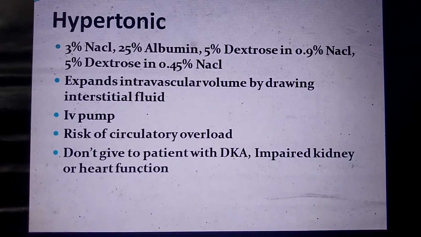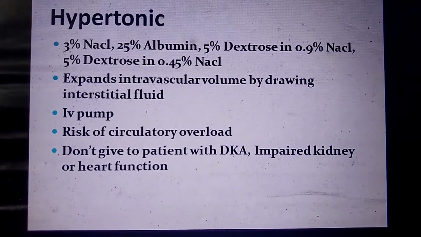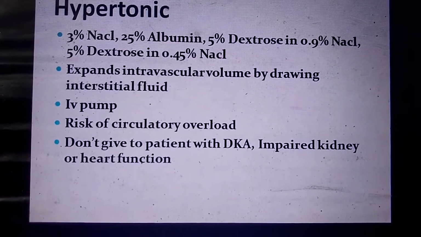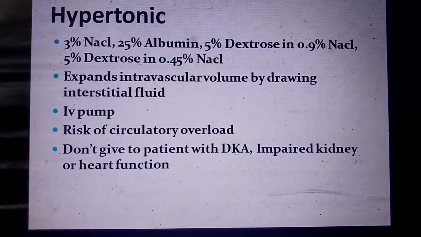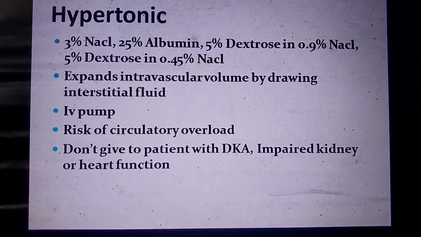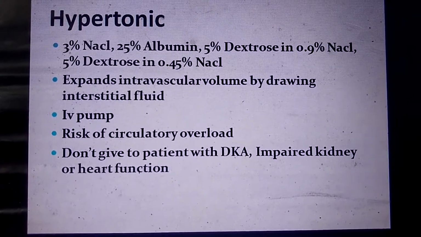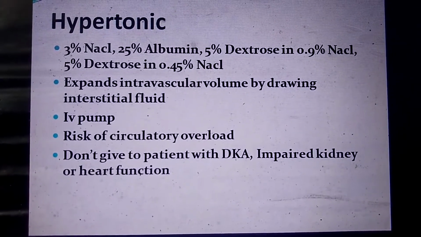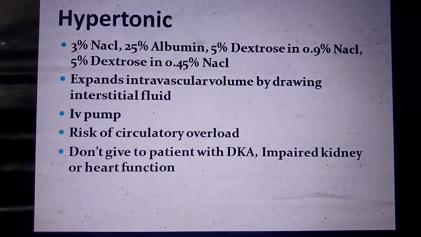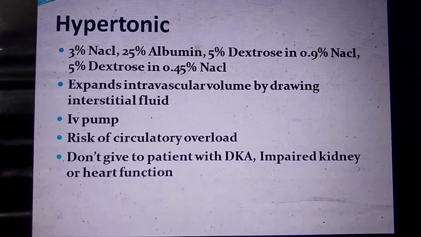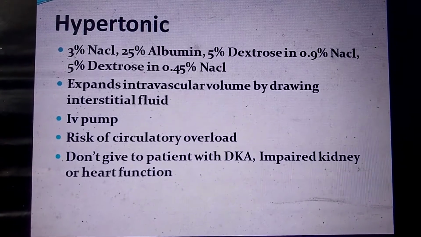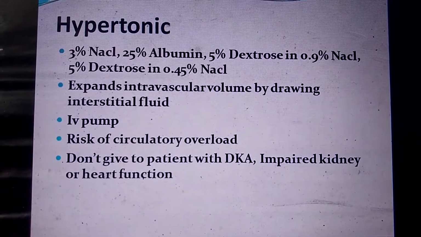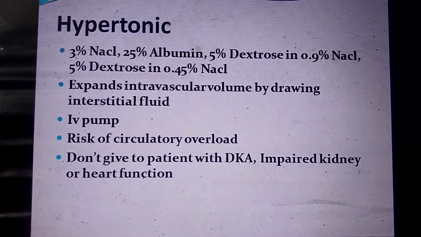Next is hypertonic solution: 3% sodium chloride, 25% albumin, 5% dextrose in 0.9% sodium chloride or 0.45% sodium chloride. Hypertonic solutions expand the intravascular volume by drawing in interstitial fluid. This is exactly opposite to hypotonic. They draw fluid from the interstitial space to the intravascular space. We should be very careful with this, as there is again a risk of circulatory overload. So don't give to patients with diabetic ketoacidosis, impaired kidney or heart function.